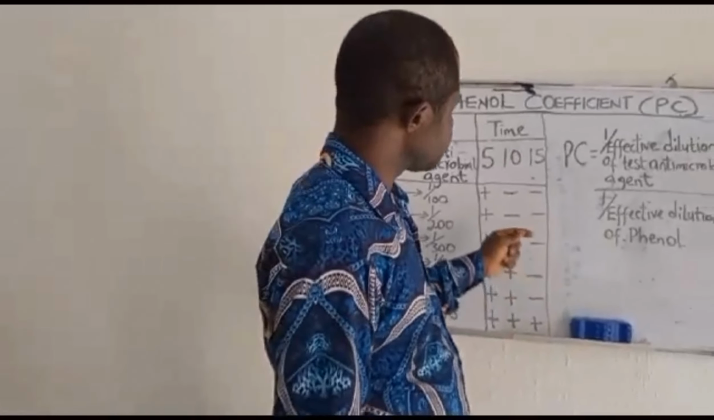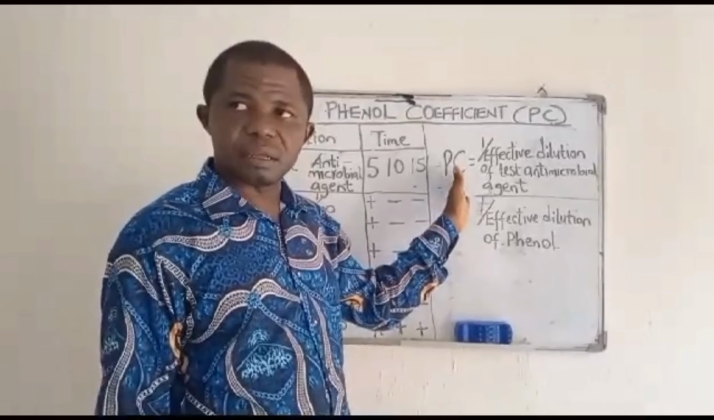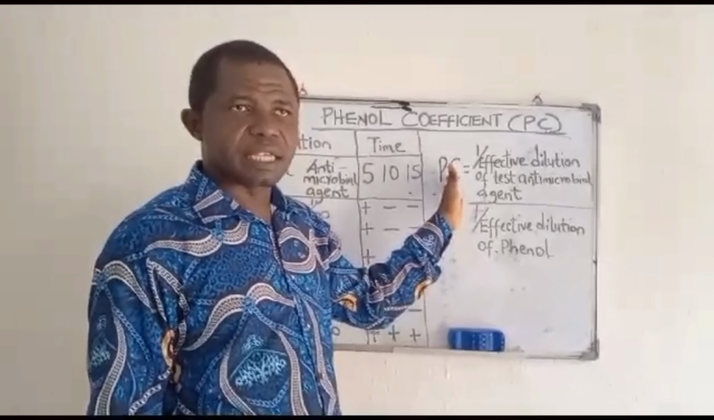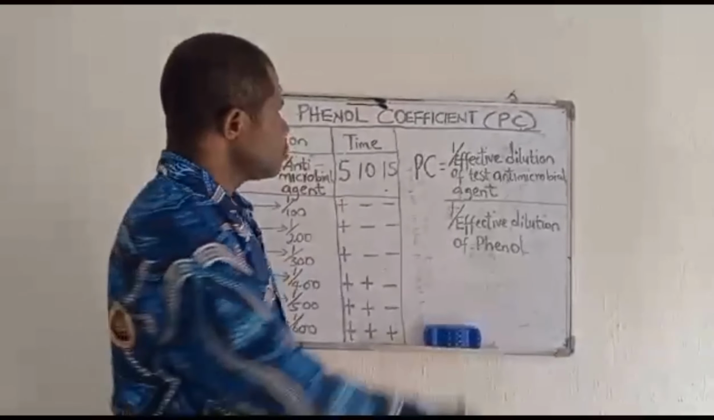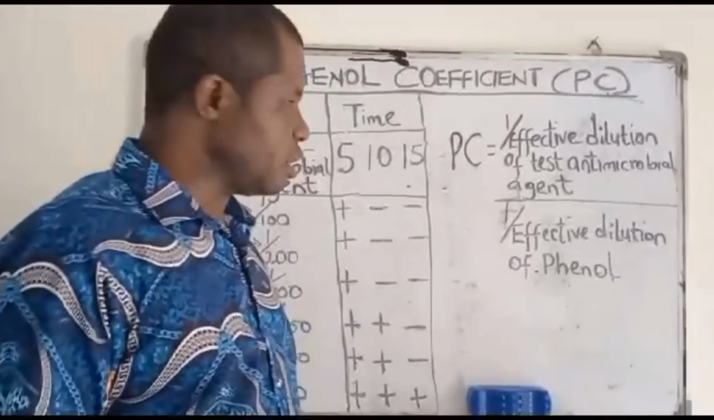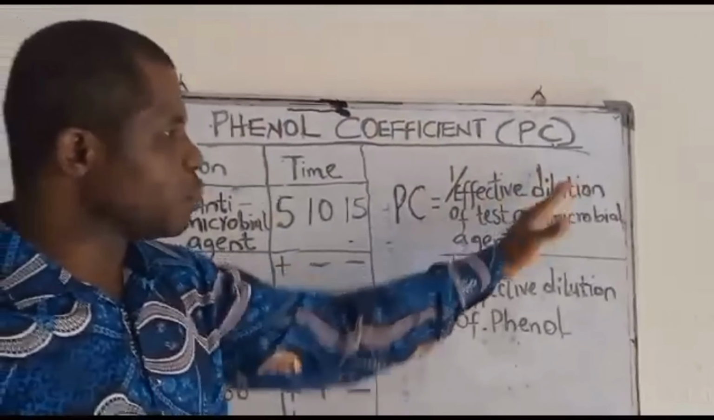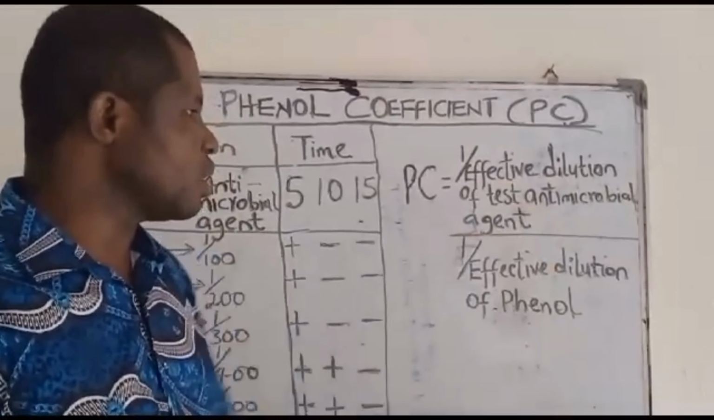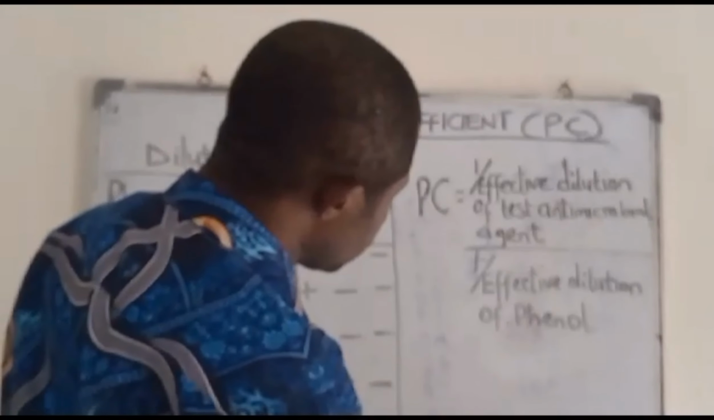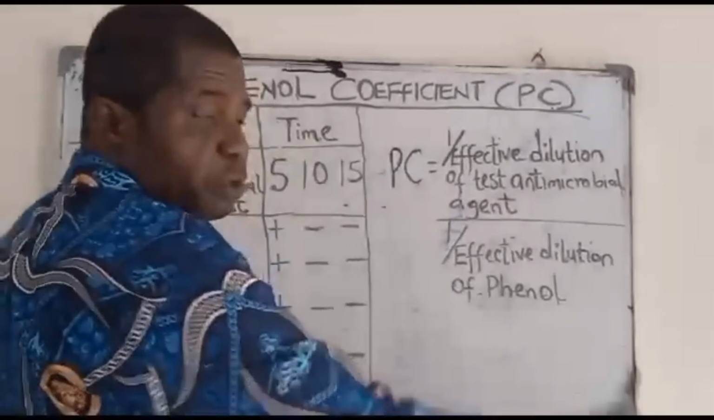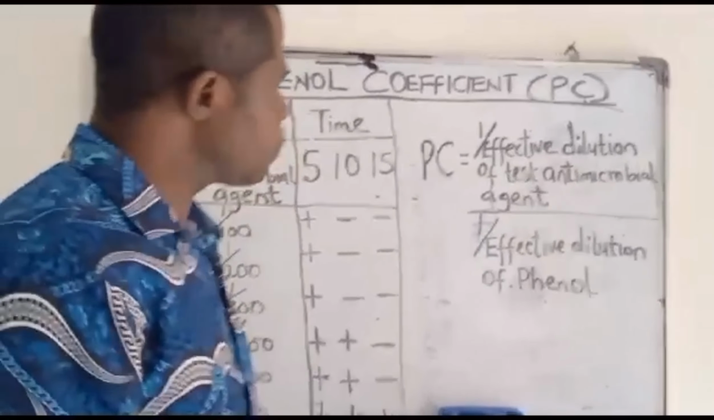So here on the board we have PC, the mathematical expression of the formula. Phenol coefficient is mathematically expressed as 1 over the effective dilution of the test antimicrobial agent, over 1 over the effective dilution of phenol. This is the mathematical expression or formula.